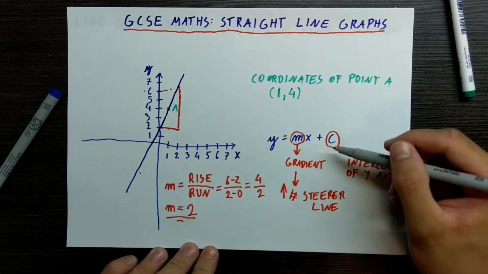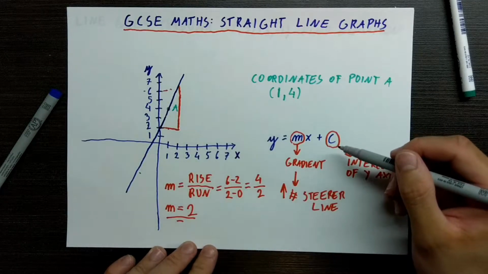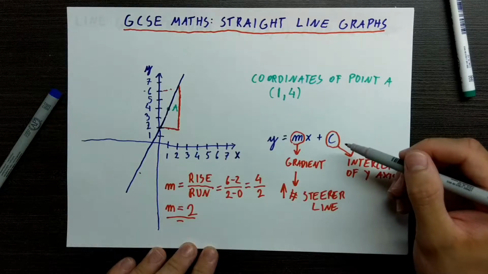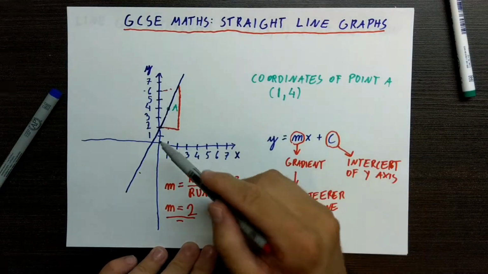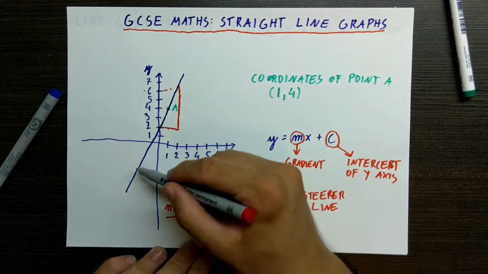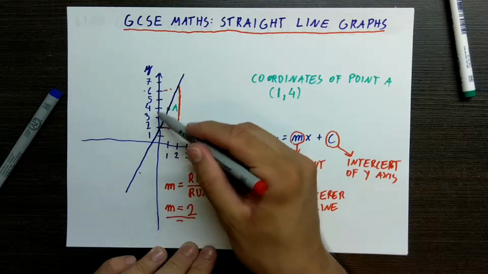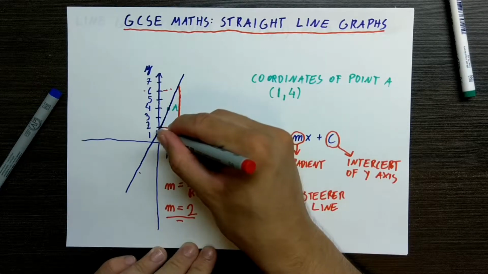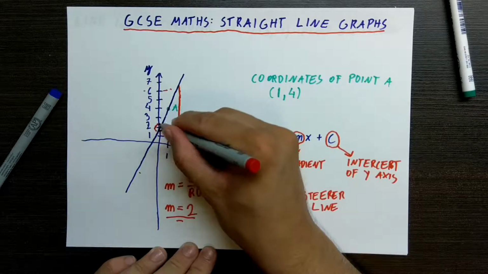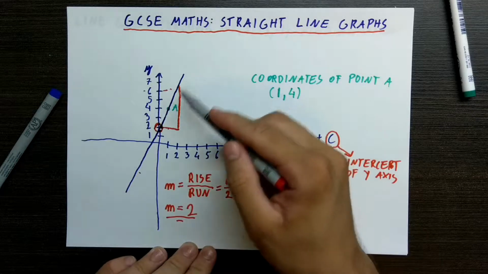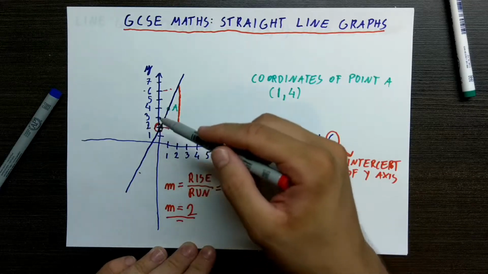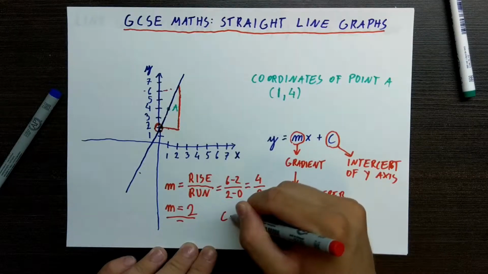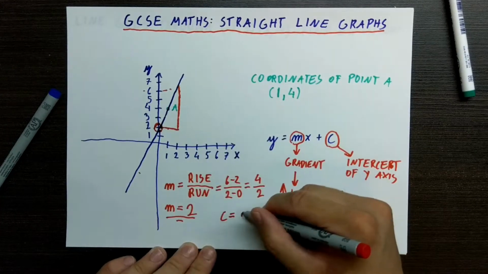Now, we need to figure out the c value, the intercept of the y-axis. Now, how do we do this? Well, we just look at it. We have a graph crossing the y-axis here. So, I'm going to mark this here, like this. So, the graph crosses the y-axis at the point 2. So, c value is equal to 2.